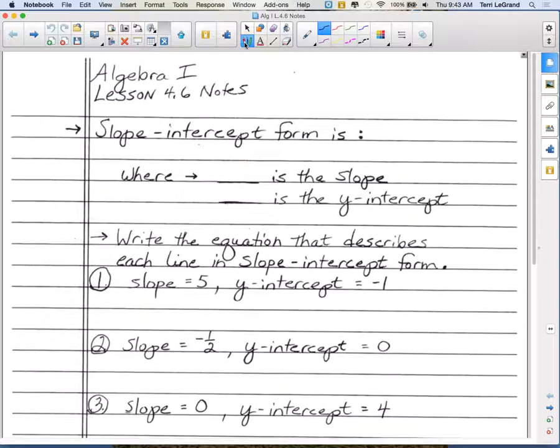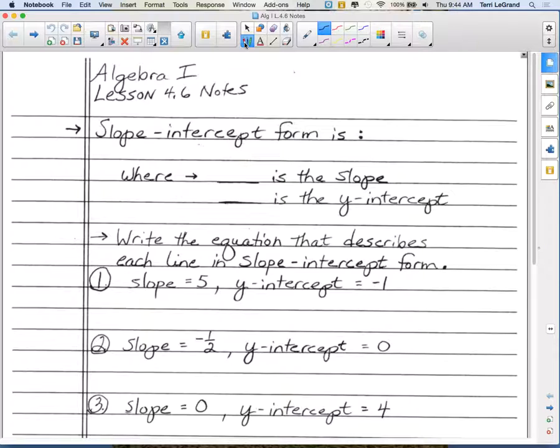Ax plus by equals m. Not m, but capital C. So capital AX plus capital BY equals capital C. X's and Y's are together on the same side of the equation, and the constant is on the other side by itself. When it's in that form, it's actually very user-friendly if we want to find the X and Y intercepts. So that's when we worked with it in standard form.